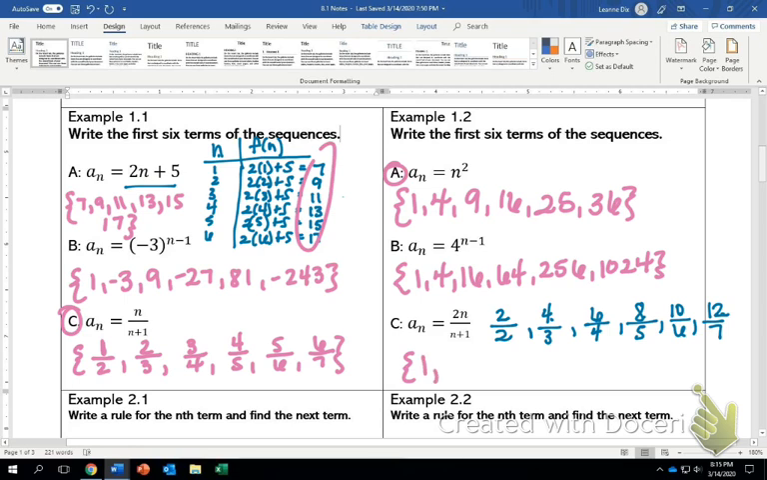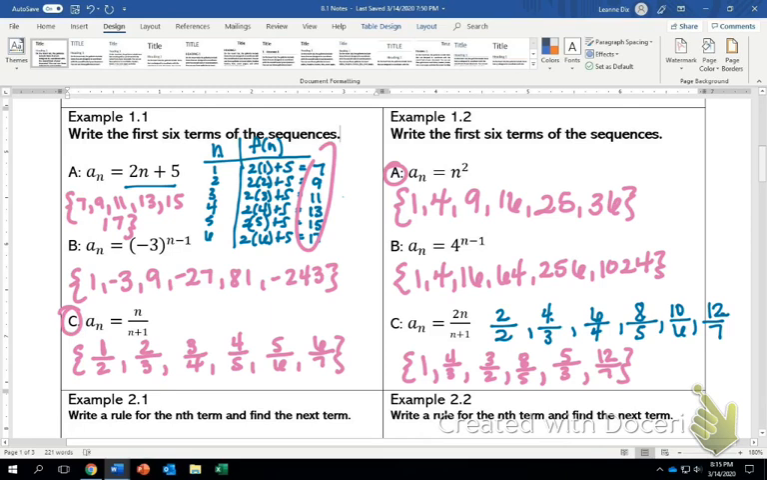2 over 2 is 1, so I can reduce that. 4/3 is already in lowest terms, so I'm going to just keep that. 6 over 4, well, 6 and 4 are both divisible by 2, so that'll give me 3 over 2. 8 over 5, can't reduce that, so I'm going to bring that one down. 10 over 6, I can reduce that. 5 over 3. And then 12 over 7, I can't reduce, so I'm just going to carry that down. And so this is going to be my answer.